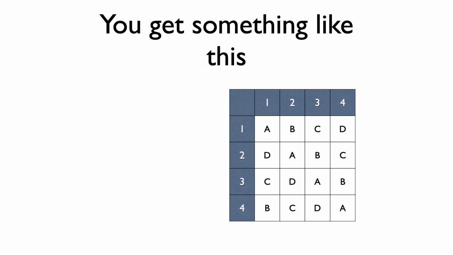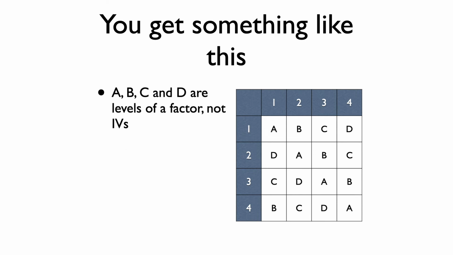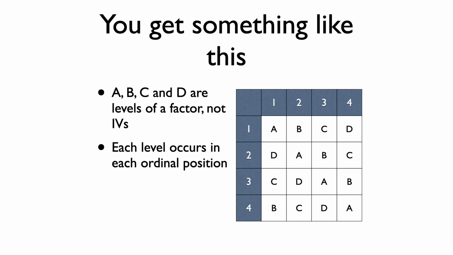So A, B, C, and D are levels of a factor. They're levels of the independent variable. They're not different independent variables. Each level occurs in each ordinal position. Note A occurs first, second, third, and fourth. B occurs second, first, fourth, and third, etc.